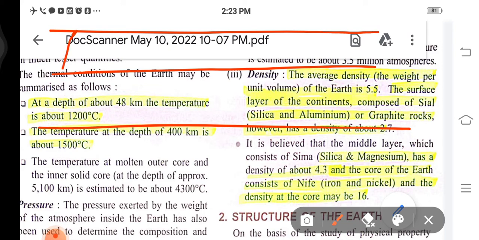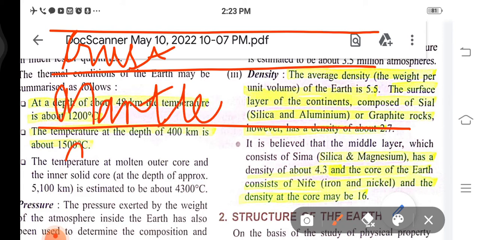So this is the crust, this is the mantle, this is the core. The crust has a density of about 2.7. The crust is what? The surface layer. Here we have the roads and everything on the crust. The crust is the uppermost layer. It has 2.7 density.